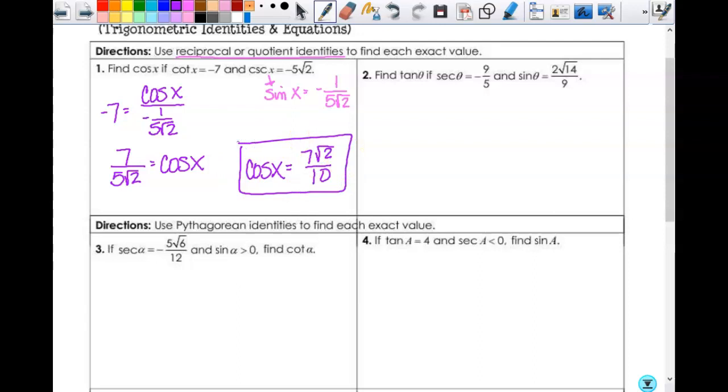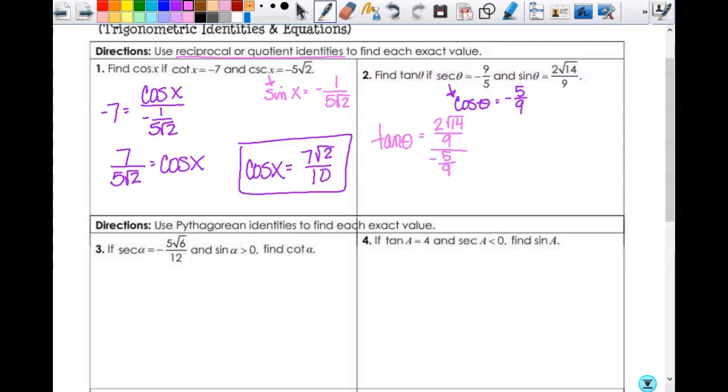Okay, number 2, I want to find tangent if I have secant and sine. Tangent is sine over cosine. Secant is the reciprocal of cosine. So cosine theta is going to be negative 5 over 9. Now I have sine and cosine. So tangent theta, which is what I need, is equal to sine, which is 2 square root of 14 over 9, over cosine, which is negative 5/9.